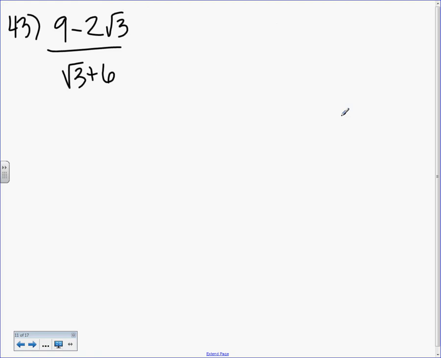Exact same thing. Take 10 seconds and write down the conjugate. What is it we're going to multiply by? It's going to be square root of 3 minus 6. You multiply by the same thing on the numerator and the denominator. I'm going to make you try the denominator without me. Use your shortcut. First thing squared minus last thing squared.